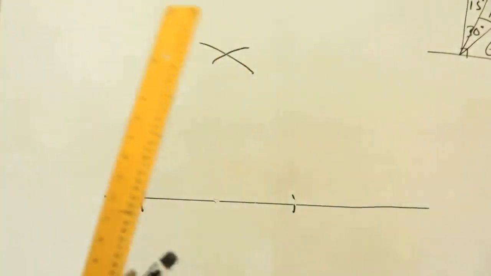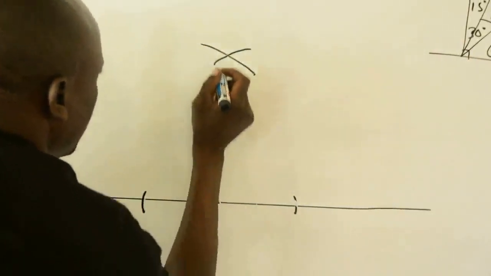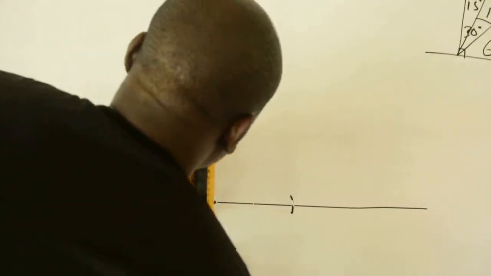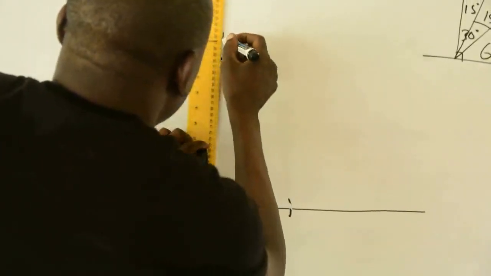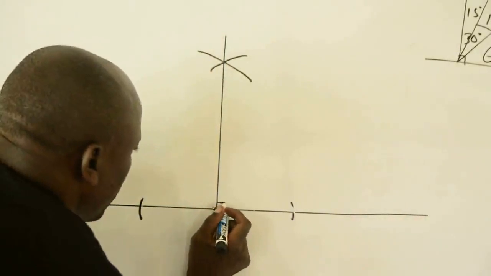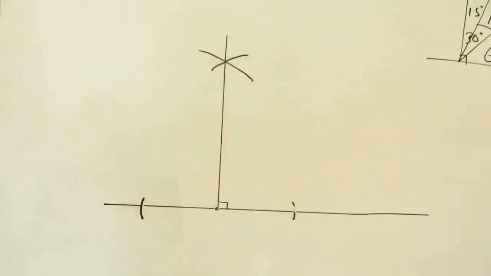Now we mark the intersection. We use our pencil and ruler. Then we join. This is angle 90 degrees.